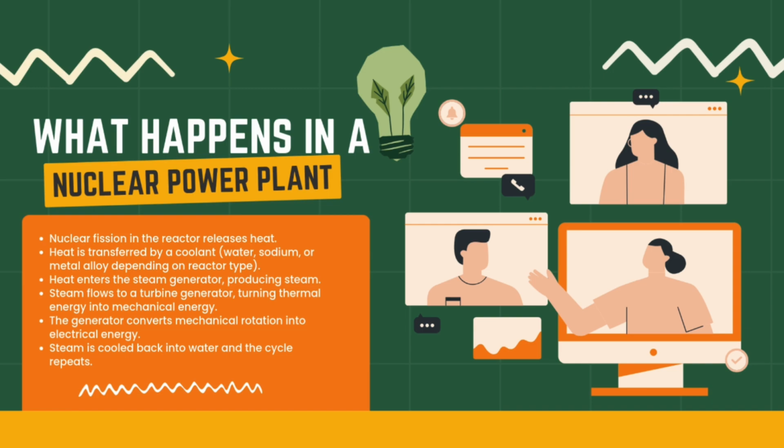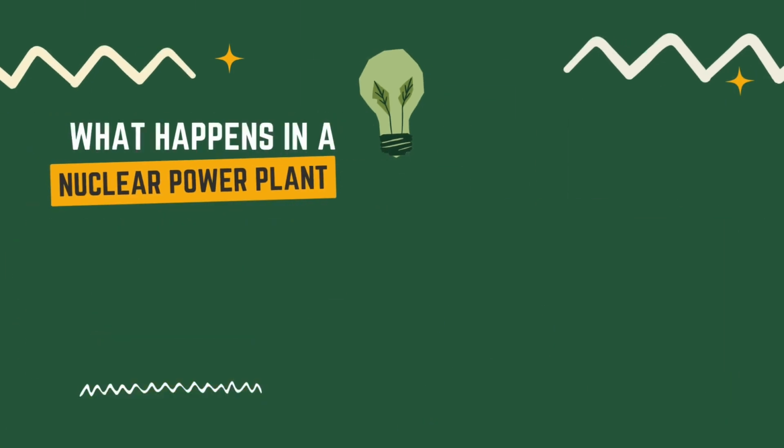This steam flows directly to a turbine generator where its thermal energy is converted into mechanical energy by spinning the turbine blades. The connected generator then converts that mechanical rotation into the electrical energy we talked about earlier. Finally, to keep the cycle going, the steam is cooled back into water and returned to the start. It is a continuous, highly engineered loop of energy transformation.